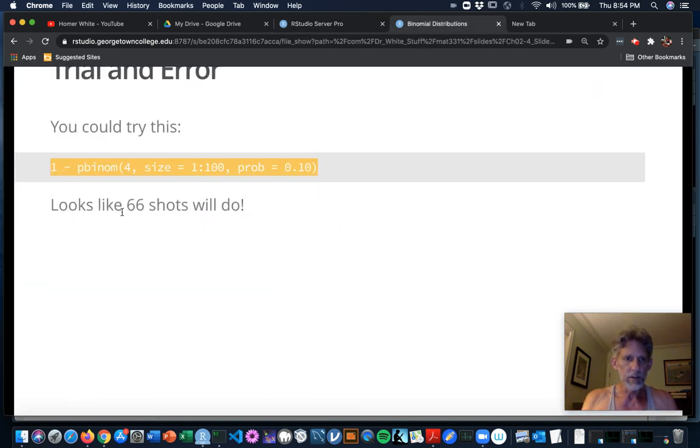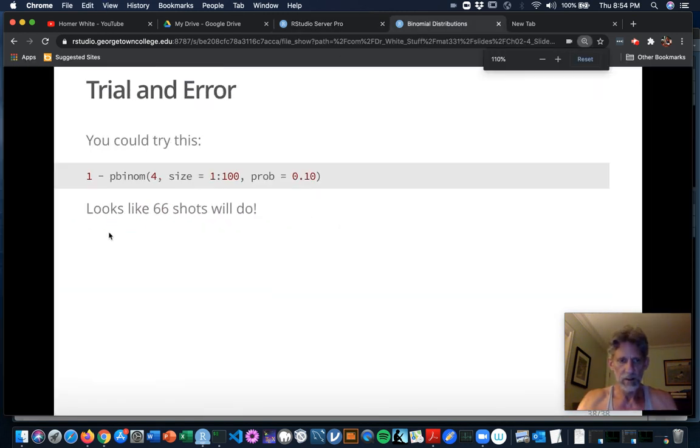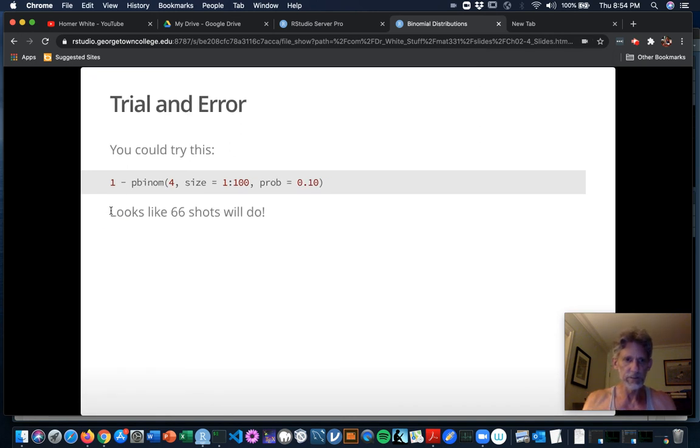So that's why I say, looks like 66 shots will do. That's the smallest number of shots I've got to take so that me, as a lousy 10% shooter, has at least an 80% chance to make at least 5 shots. There you go.